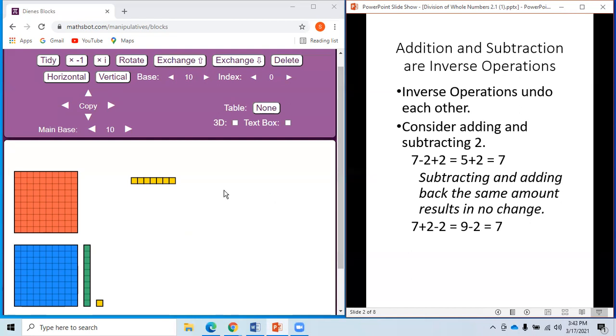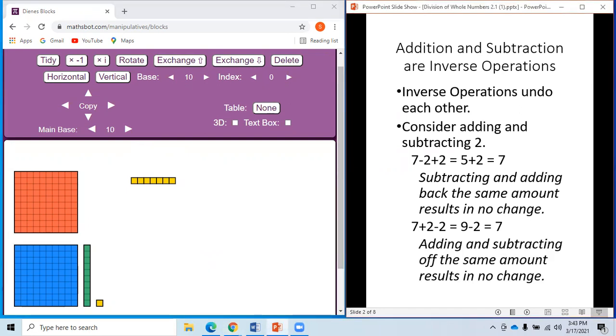What about if I start with my 7 blocks and I add 2 to it? I now have 9 blocks. But if I subtract off 2, because 7 plus 2 is equal to 9, but now I want 9 minus 2, I'm back to my 7 blocks. What do we see? Adding and subtracting off the same amount results in no change.